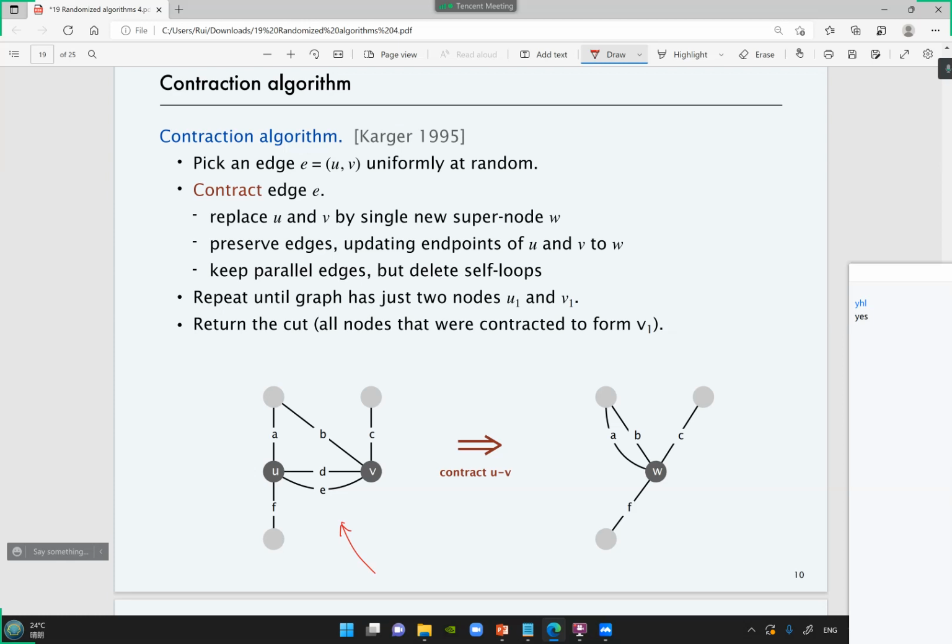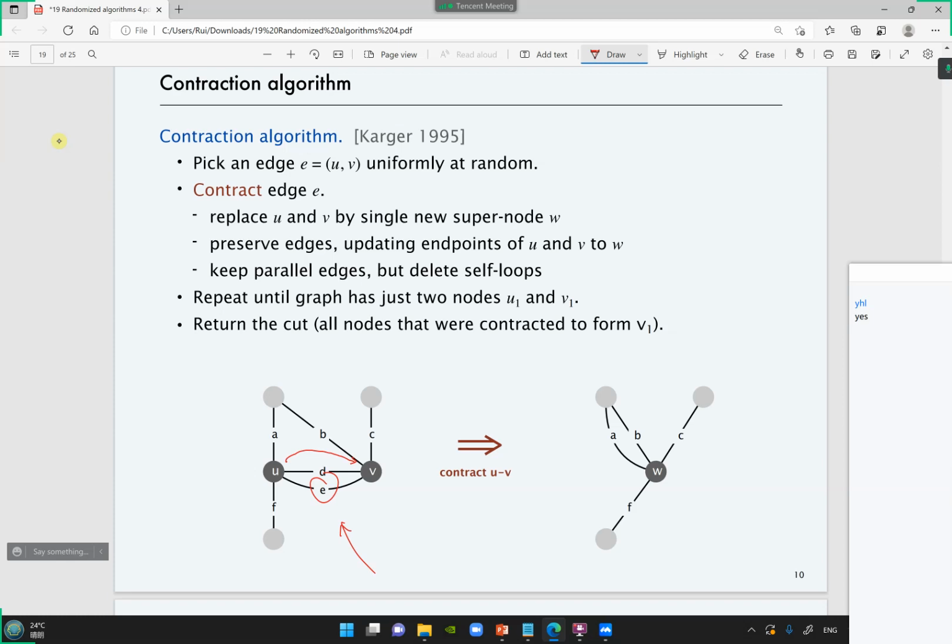Now the first thing is that we allow multiple edges between a pair of nodes. So here we have 2 edges between U and V, but we're going to try to contract this edge E. To contract simply means that you take one of the endpoints, let's say U, and move it over to V. Just imagine taking U and dragging it over to V.